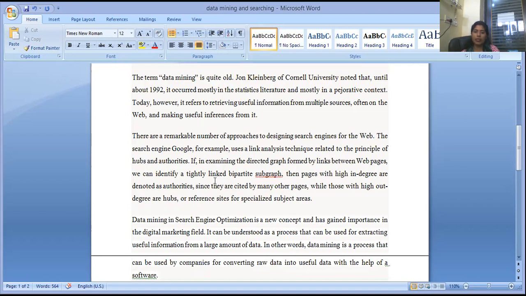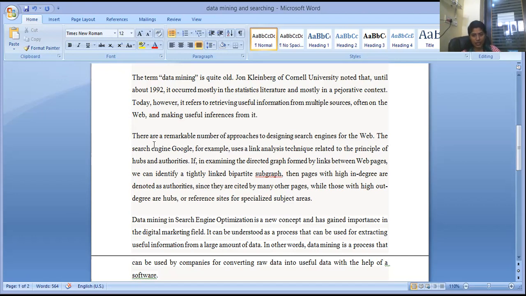Now, regarding the number of approaches to designing a search engine, Google, for example, uses link analysis techniques related to the principles of hubs and authorities. Suppose we examine the directed graph formed by links between web pages; we can easily identify tightly linked subgraphs. Then pages of high integrity are denoted as authorities.